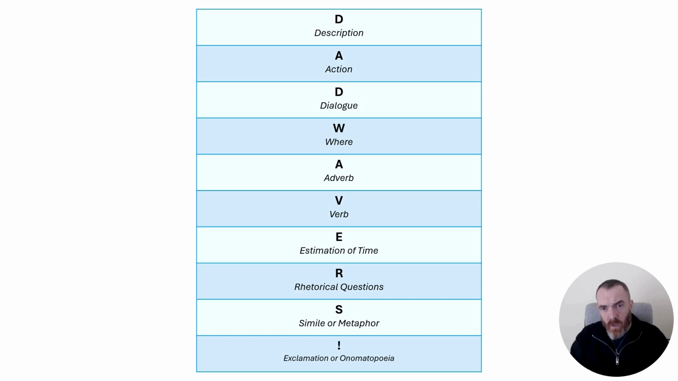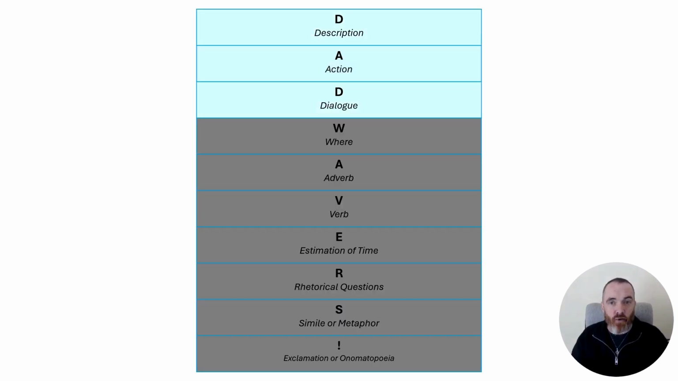Now, to begin with, it's quite a long acronym, but don't worry, we have a few ways of breaking this down. But let's start. It's DADWAVERS, and it's the easy way to remember it. D for description, A for action, D for dialogue, W for where, A for adverb, V for verb, E for estimation of time, R for rhetorical questions, S for simile or metaphor, and the exclamation mark indicating an exclamation or onomatopoeia.